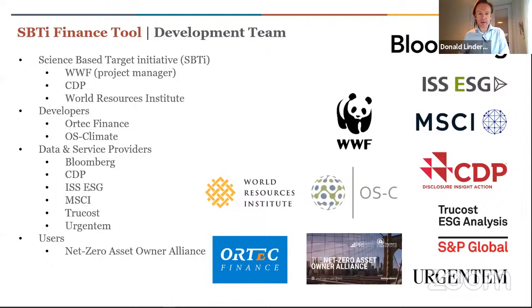In order to develop this, we devised a team, obviously including the 3 main partners of the Science Based Targets Initiative for Finance, WWF, CDP, and WRI. And we engaged with an RFP process where we picked out Autic Finance and OS Climate to help us actually write the code for this. In order to be able to fulfill some of these criteria that we had, or the shopping list that we had for the tool, we engaged also and included a number of service and data providers in the development process.